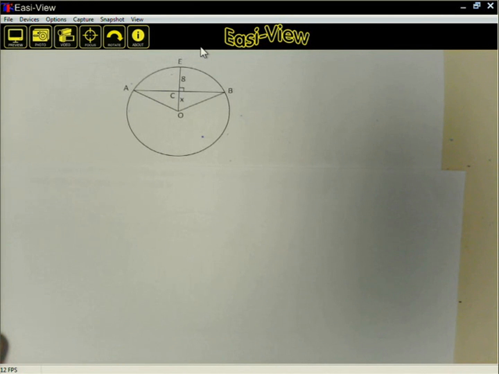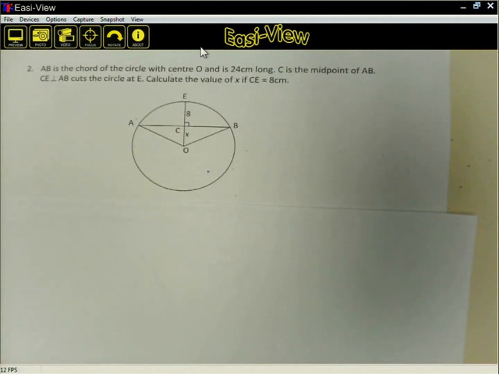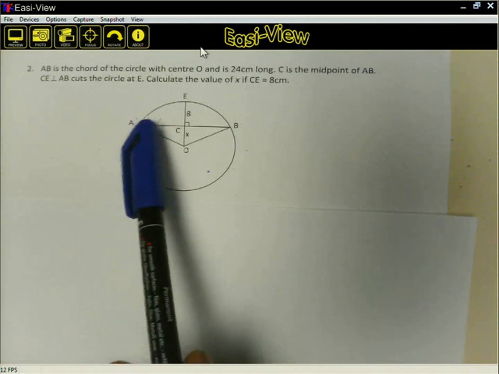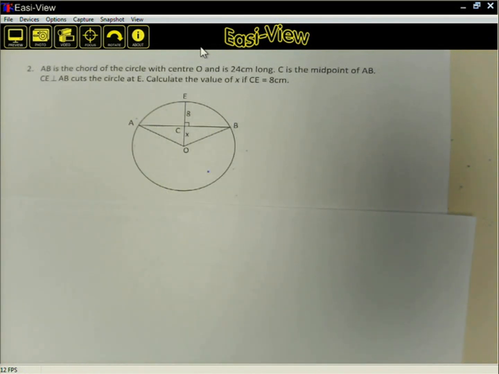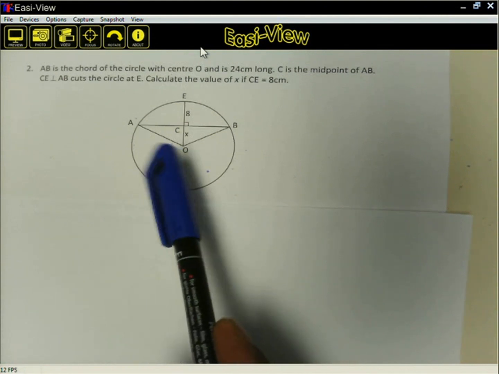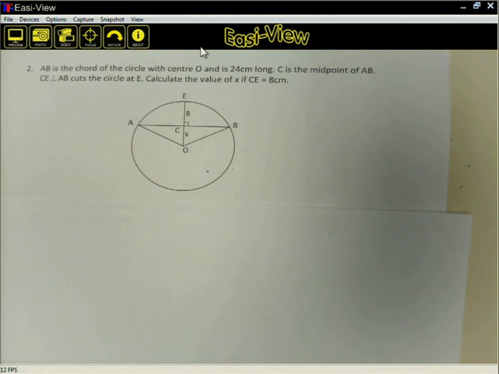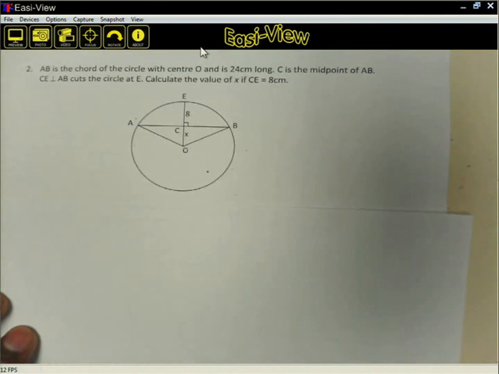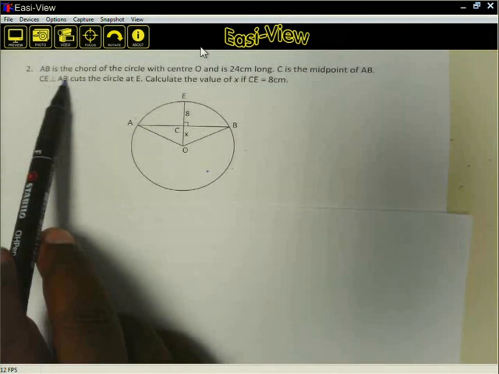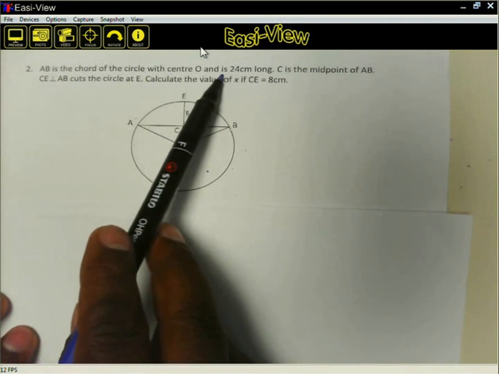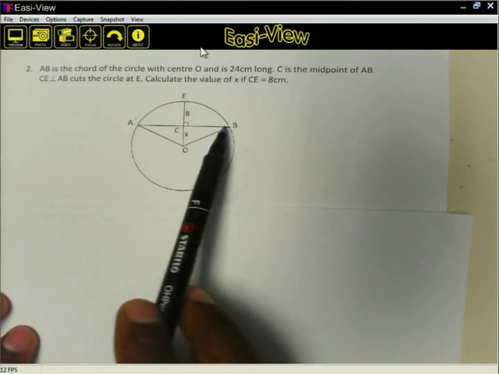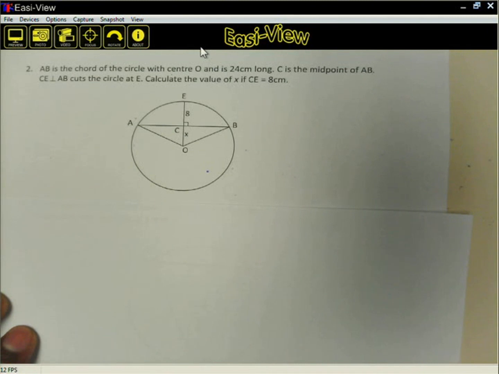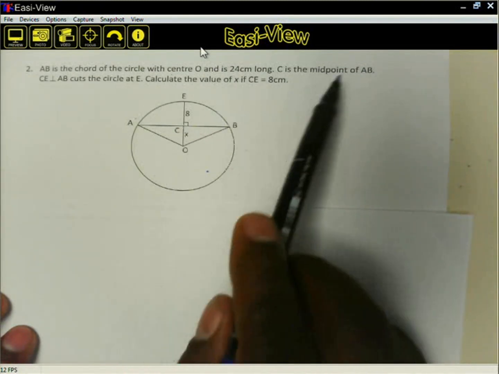Thank you. Let's practice this one. Number 2. In the given diagram, let's check. AB is the chord of a circle with center O. Here is O. O is the center. And it is 24 centimeters long. Check, AB is 24 centimeters long. It means from A to B, that distance is 24 centimeters. C, here's the point C, is the midpoint of AB.